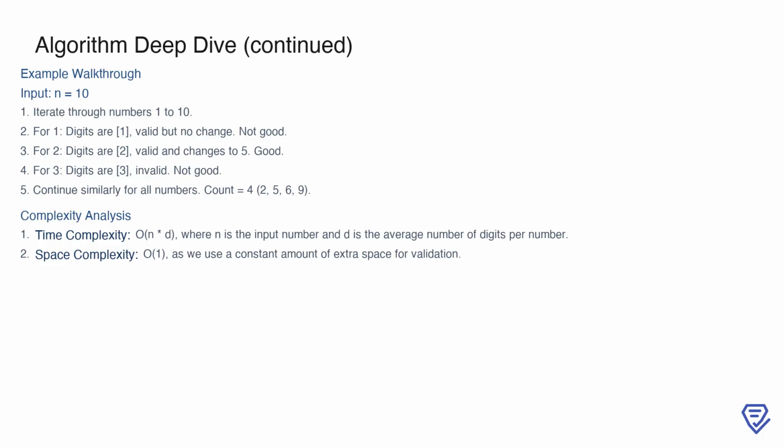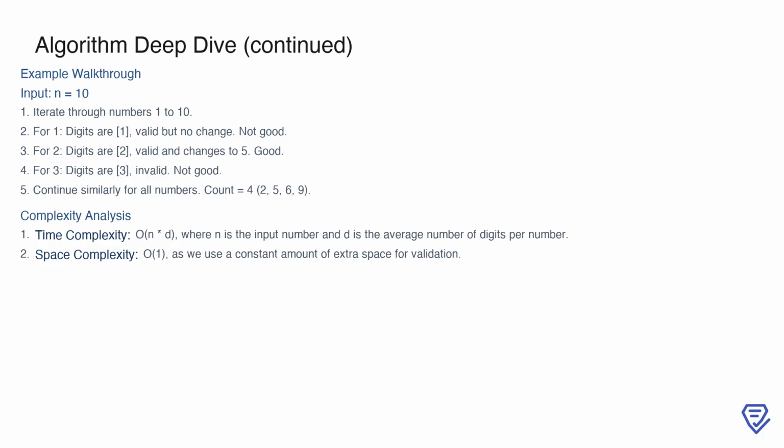Suppose the input is n equals 10. We iterate through the numbers 1 to 10. For 1, its digit is 1, which is valid but doesn't change when rotated, so it's not good. For 2, its digit is 2, which is valid and changes to 5, so it's good. For 3, its digit is 3, which is invalid, so it's not good. Continuing this process, we find the numbers 2, 5, 6, and 9 are good, giving us a total count of 4.